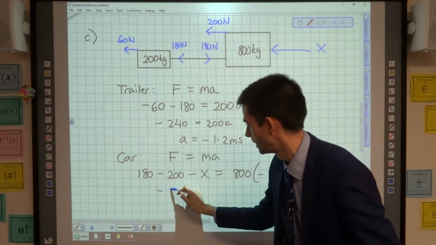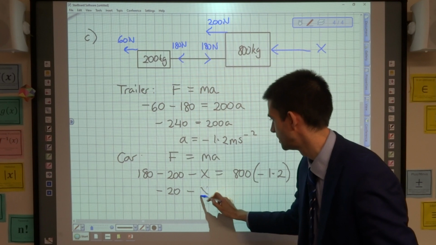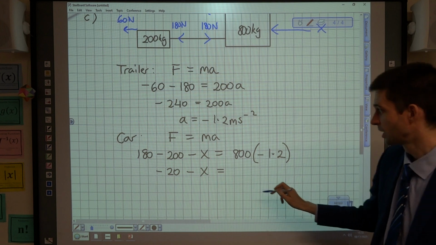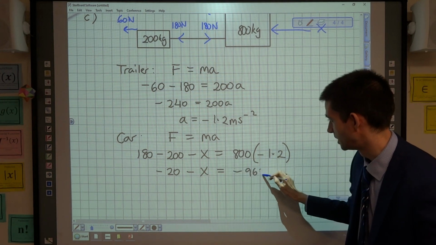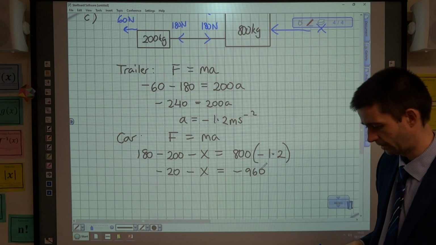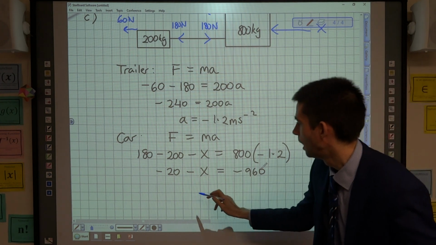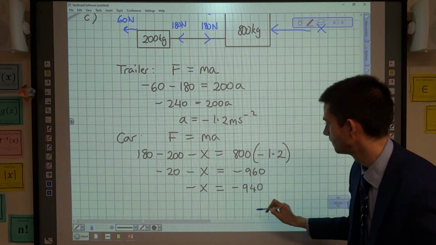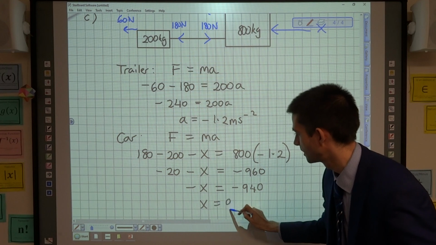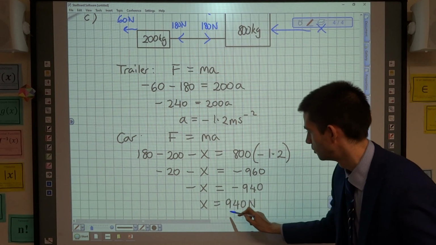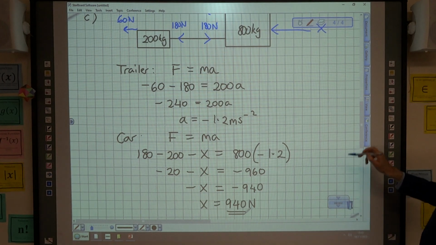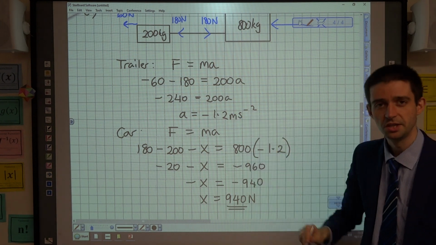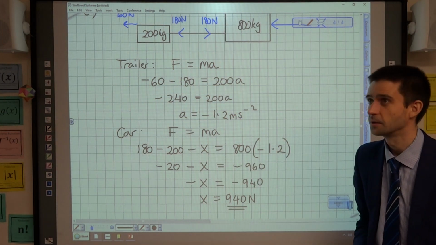So what we have from here then, on the left-hand side, we have negative 20 minus x equals 800 times negative 1.2, which is going to be negative 960. Just check that. Yeah. So adding on the 20, negative x is going to equal negative 940, which means that x, the braking force, is 940 newtons. So 940 newton braking force caused the system to decelerate at 1.2 meters per second squared.